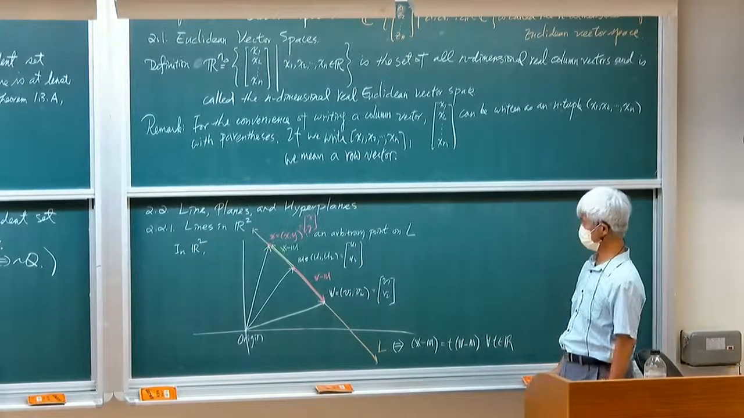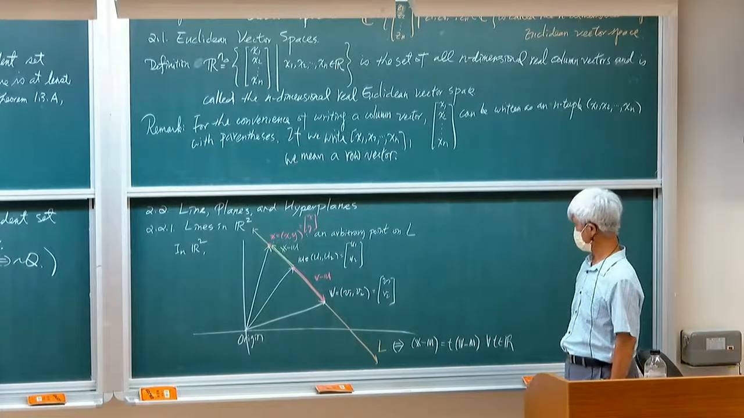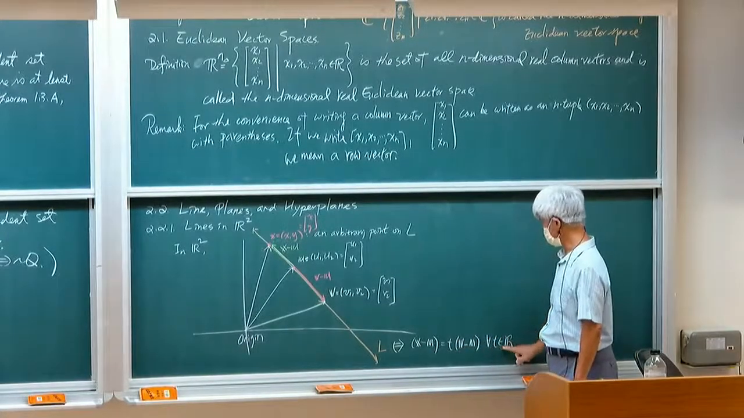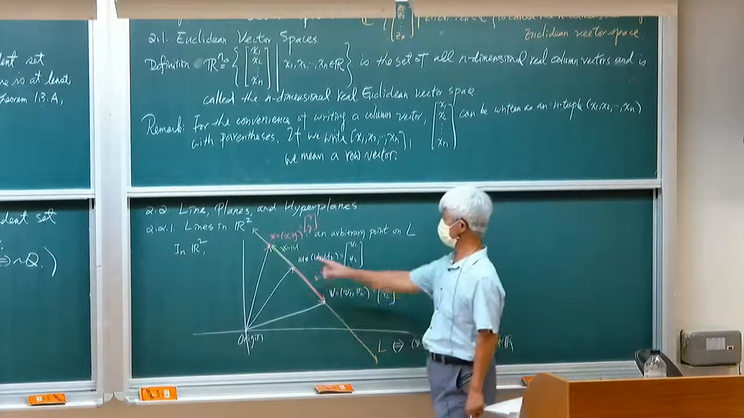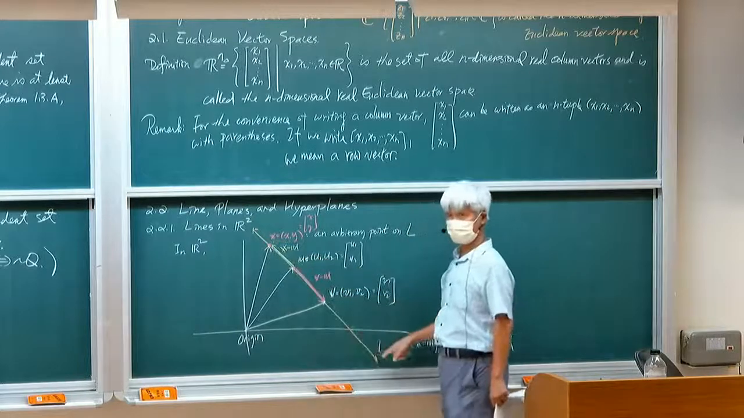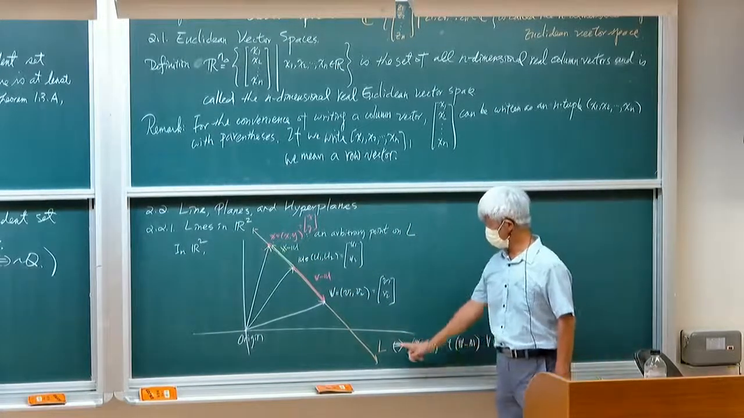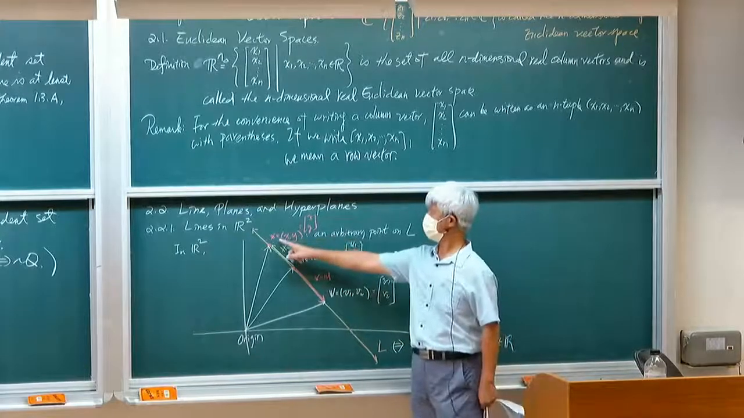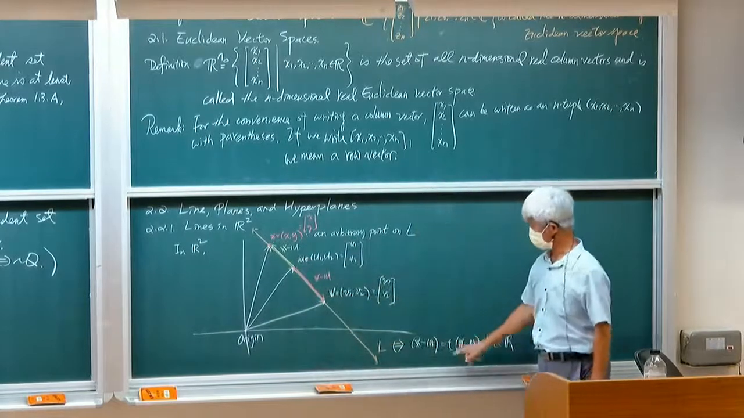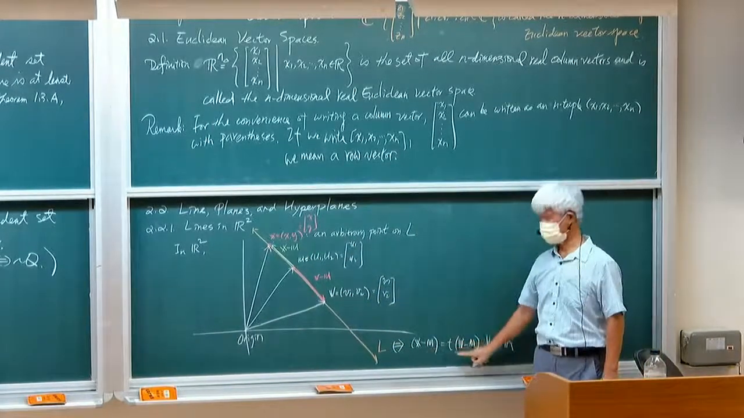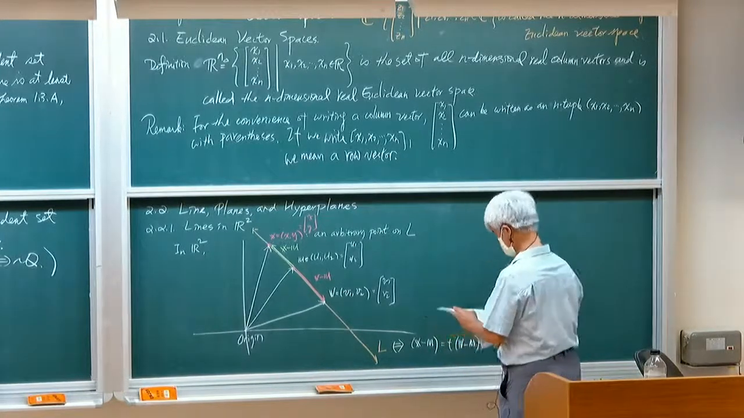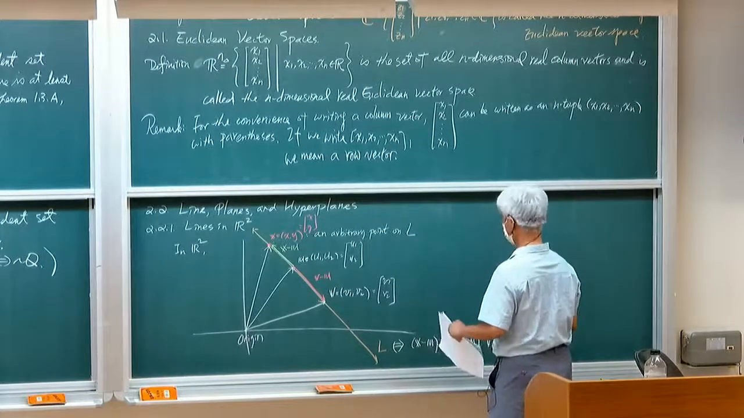As we learned in high school, if we let t run over all possible real numbers, then the point x will run over all the points on the line L. So a description of a generic or arbitrary point on the line L should satisfy this equation with the parameter t.